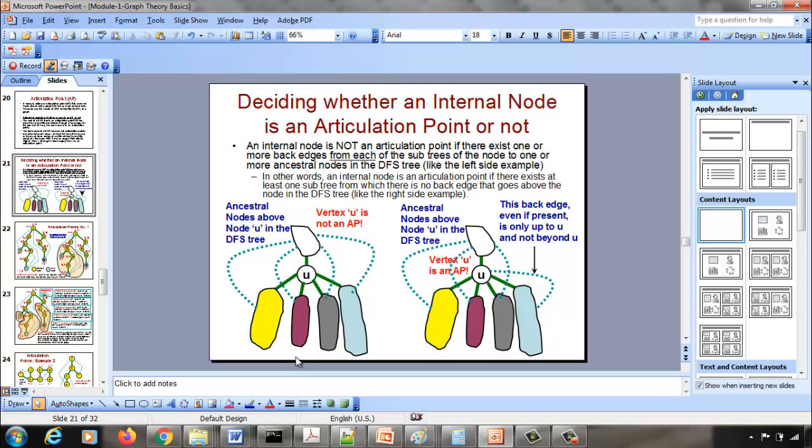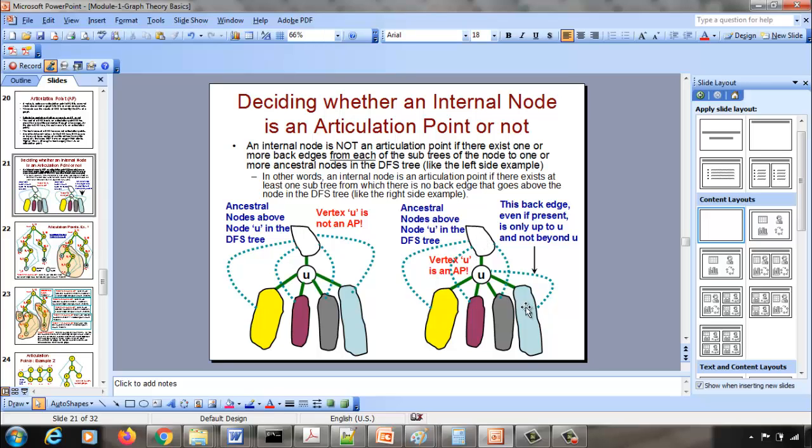Okay, so when can you call an internal node like U to be an articulation point? So again, look at this figure here. You have subtrees starting from U, and now there is this subtree, the one I show here. From this subtree there is a back edge that goes only up to U, and from the other 3 subtrees, like here, we have a back edge that goes above U.